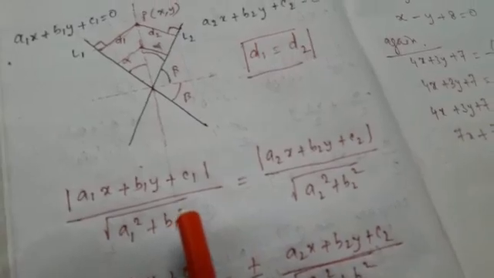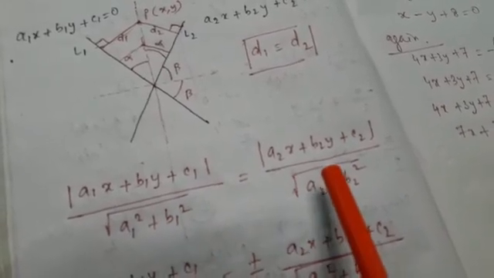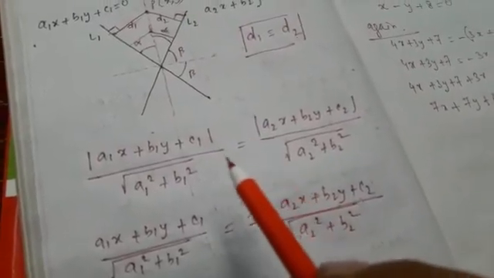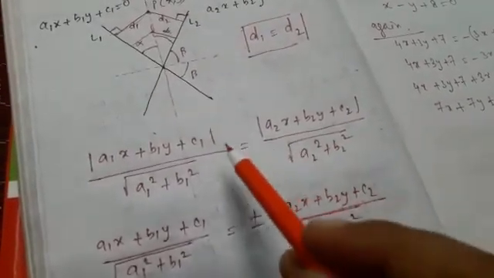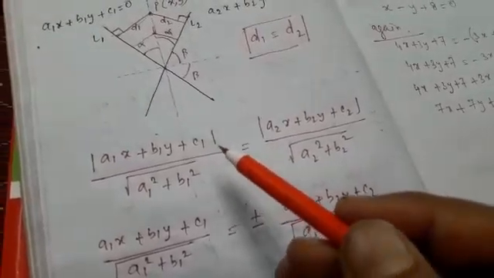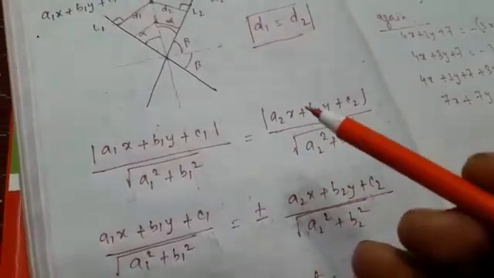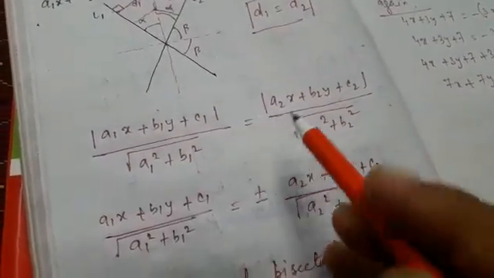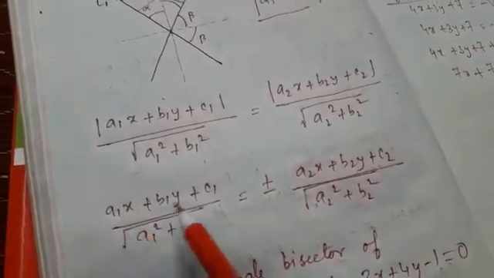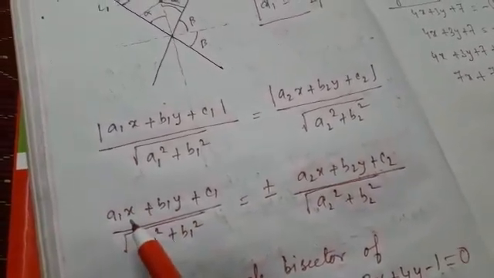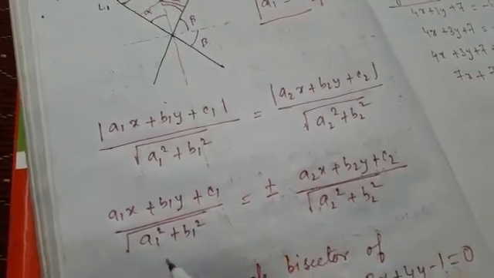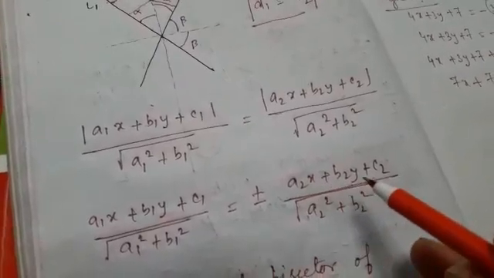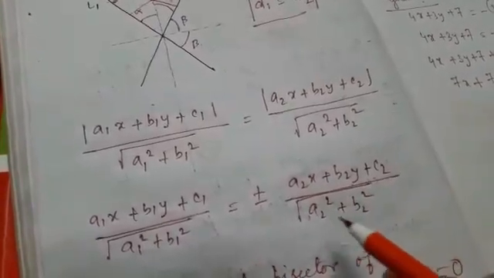And since it is a bisector, d1 is equal to d2. Getting my point? Now since it is a distance, it has to be positive, so the modulus is always taken. Now if you remove the modulus, the formula becomes a1x plus b1y plus c1 by under root a1 square plus b1 square is equal to plus minus a2x plus b2y plus c2 by under root a2 square plus b2 square.